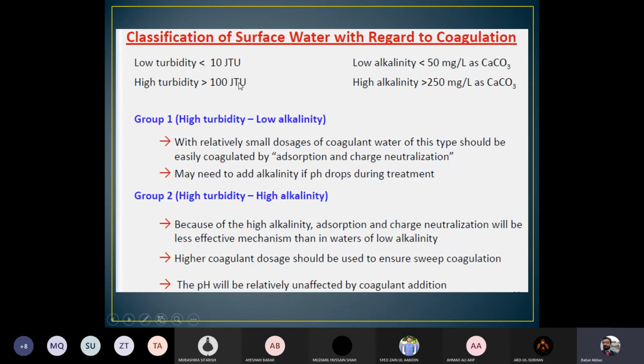Then comes the high turbidity with high alkalinity, like you have the same turbidity but alkalinity has increased. Now there would be a difference between these two. Alkalinity adsorption and charge neutralization will be less effective mechanism than in waters of low alkalinity, and higher coagulant dosages should be used to ensure the sweep coagulation.